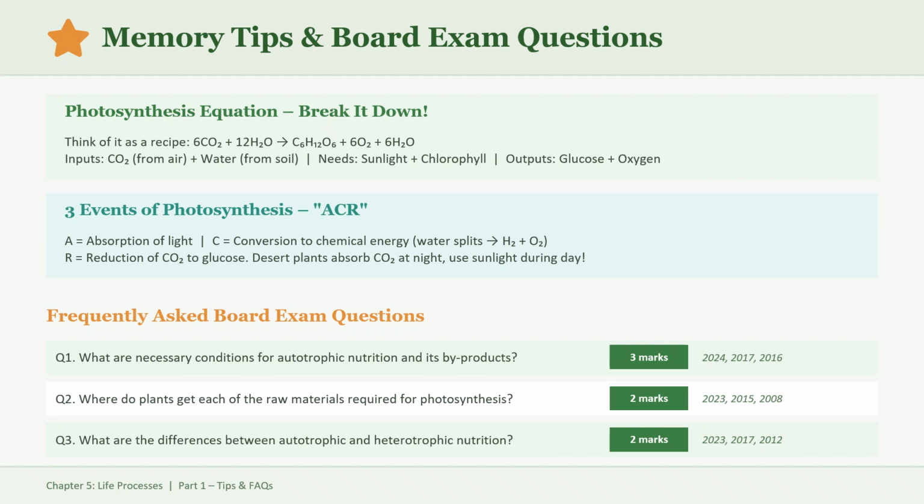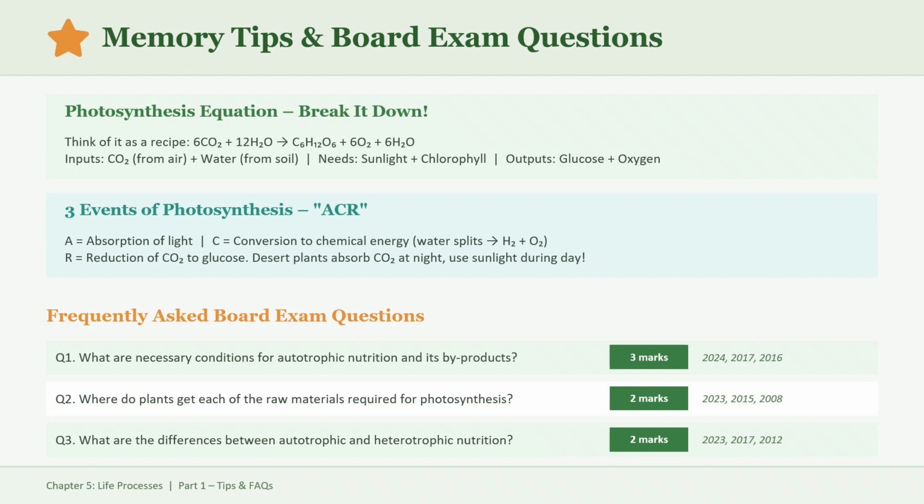Where do plants get each of the raw materials required for photosynthesis? Again the same question only. Carbon dioxide from air through stomata, water from the soil absorbed by the roots, and energy from sunlight from the sun. Chlorophyll is present in the chloroplast of green plants.